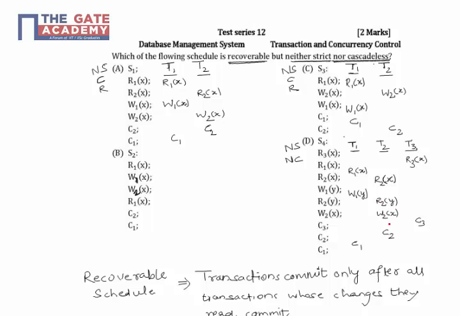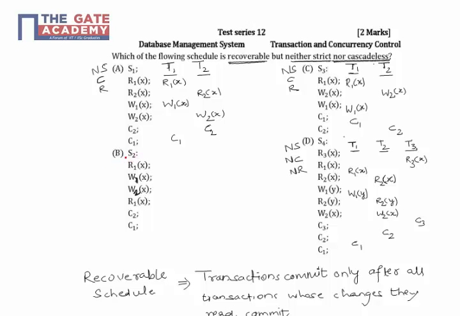Also, observe that though transaction T2 reads the value of Y written by transaction T1, transaction T2 commits before the transaction T1. So, by definition, this is not a recoverable schedule. Since schedule S4 is not recoverable, the option D is also wrong. So the correct answer to this question is schedule S2 in option B.